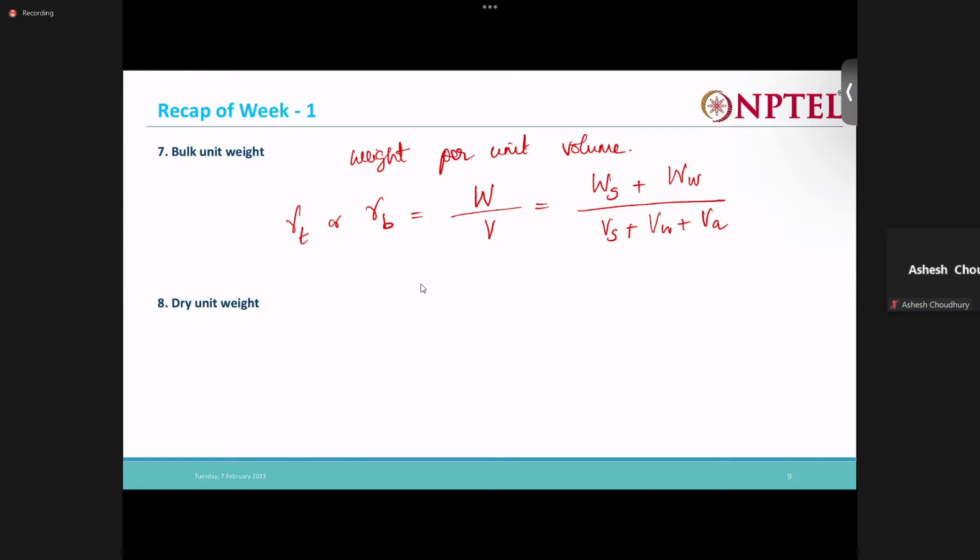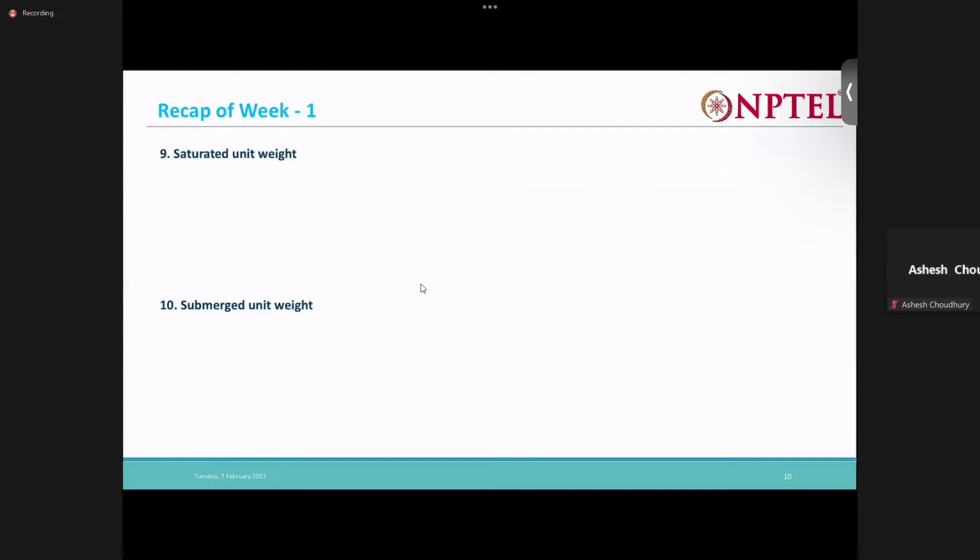Then we studied dry unit weight. Dry unit weight means there is no water, it is completely dry. So gamma D will be weight of solids by total volume. Okay, there is no water in this case because it's totally dry. Then we have saturated unit weight. Saturated unit weight means all the voids are occupied by water. So we have the saturated weight divided by the total volume. Then one more term we have is the submerged unit weight, or gamma sub.